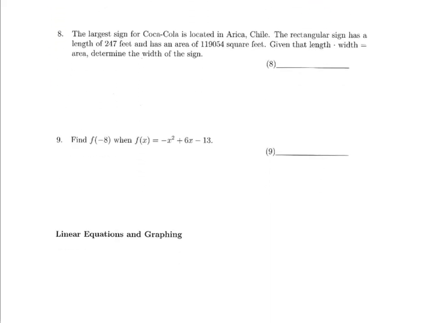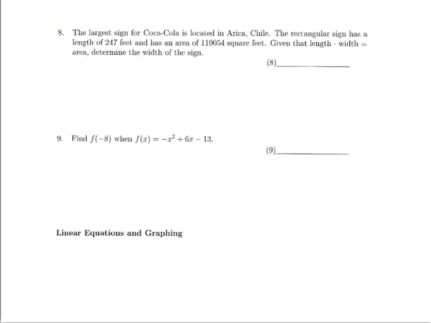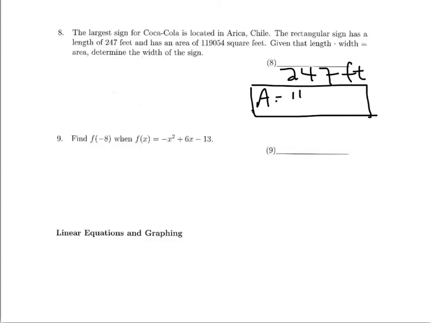For number 8, it's a word problem. We're going to draw a picture first. The largest sign for Coca-Cola is in Erica, Chile. The rectangular sign, so it's a rectangular sign, has a length of 247 feet. Huge. Over twice the width of my house, and has an area of 119,054 feet squared.